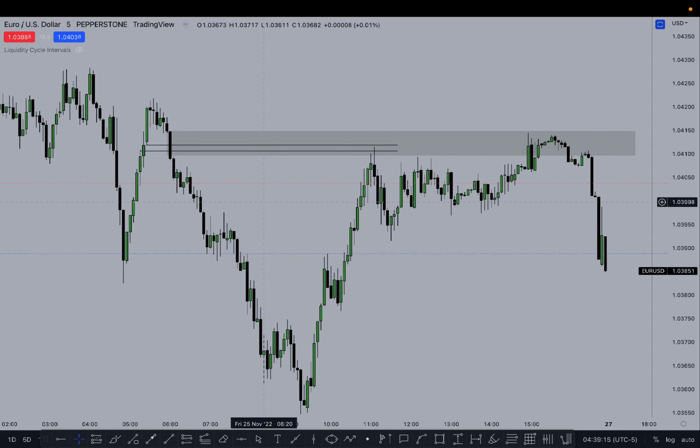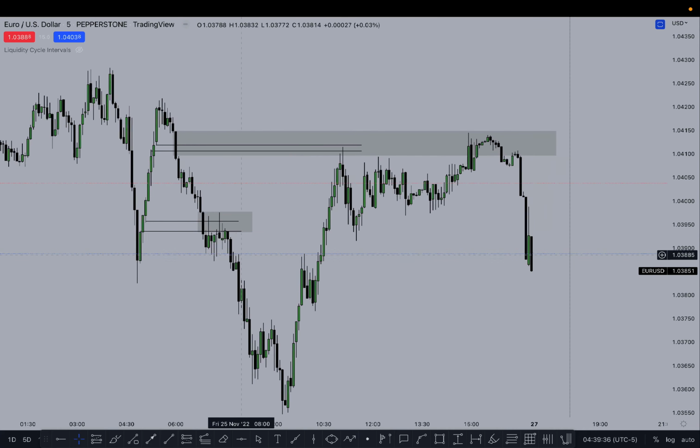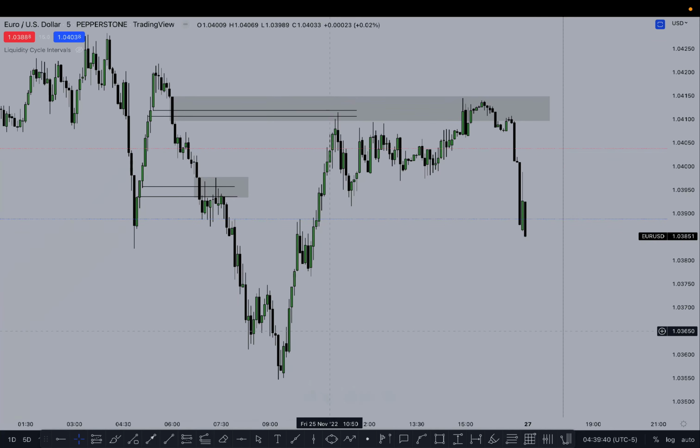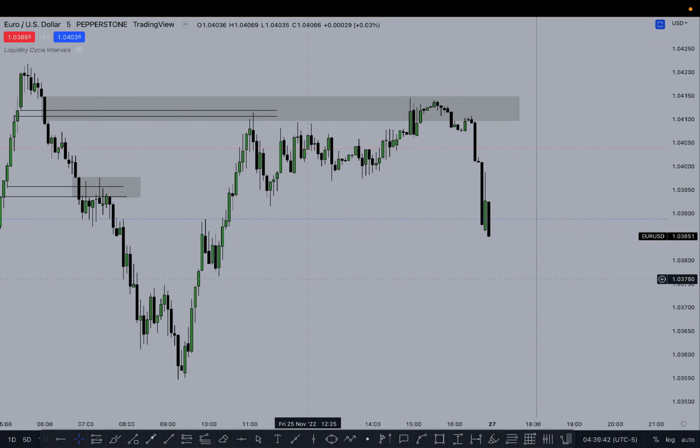Anything else? Can you see this here? As price is moving down, can you see this gap right here that was created here? What does it overlap with? Can you see? Another gap. So that is also a balanced price range. Price taps it and then runs. All right, let's move on.